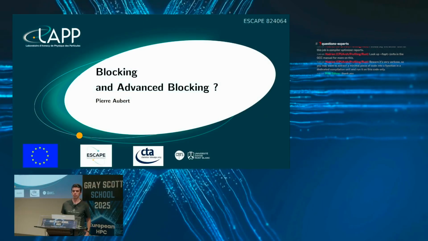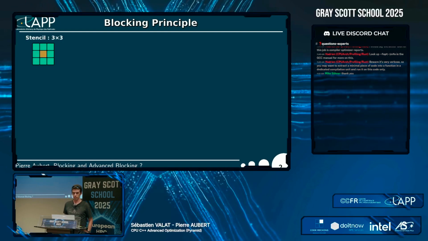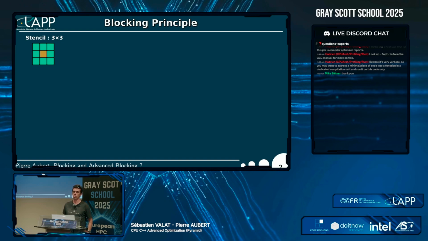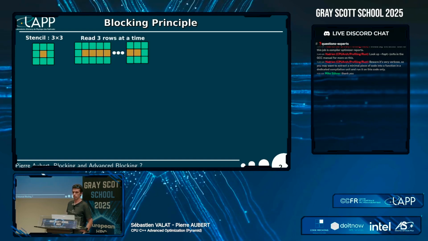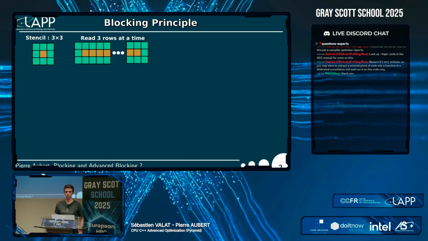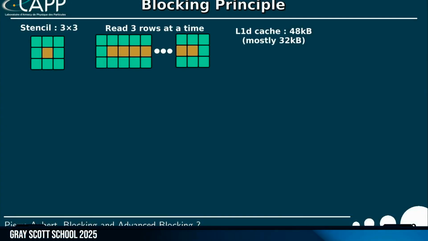So first, the blocking principle. We start with some stencil, so 3 by 3. I explained that this morning and yesterday also. And if we read 3 rows at a time, we'll have 3 rows in memory, so cache, hopefully. So in L1 cache, for my laptop, it's 48K. For most architectures, it's 32K. So we have to be sure that this part is in the cache to have fast performances.